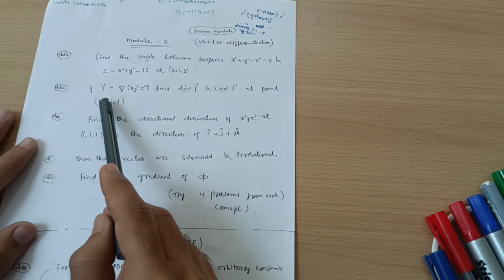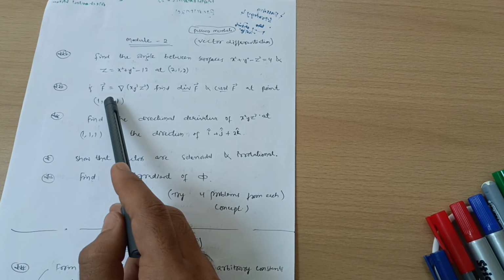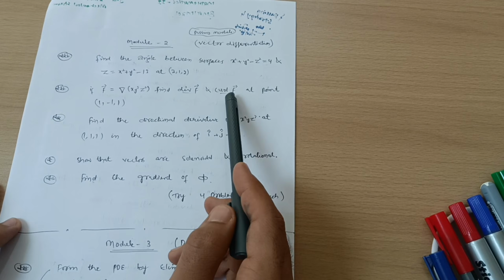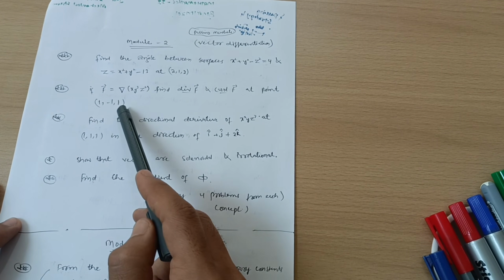Next is: if f is equal to grad of (xy squared, xy cubed, z squared), find the divergence of f and the curl of f at the point (1, -1, 1).